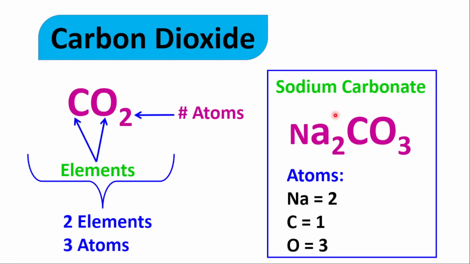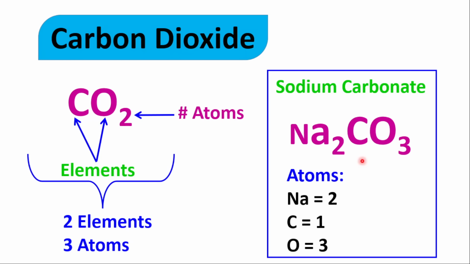Sodium carbonate, for example, is another compound right here containing sodium, carbon, and oxygen. For this, we have 3 elements: sodium, carbon, oxygen. And we also have a total here of 6 atoms. How do we know it is 6? We have 2 sodium atoms, we have 1 carbon atom, and we have 3 atoms of oxygen.